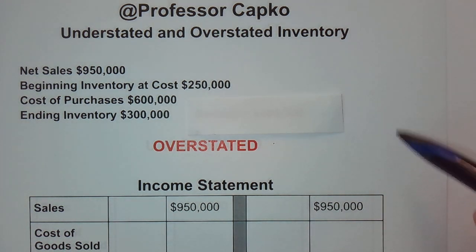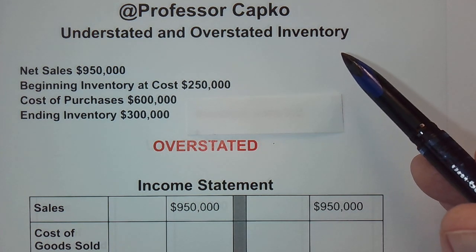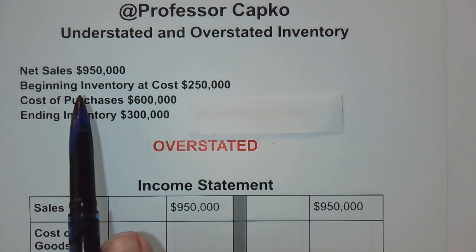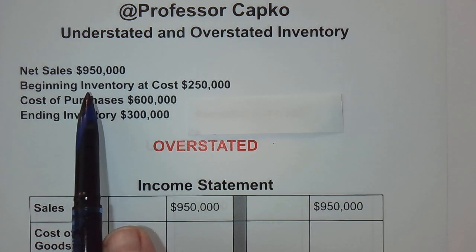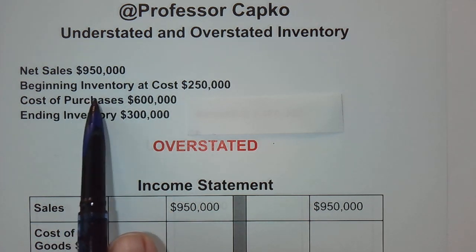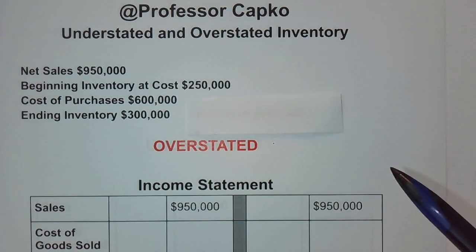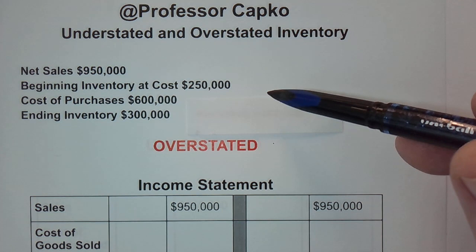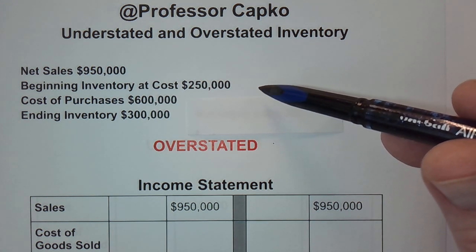All right, we're going to talk about understated and overstated inventory. In our example, we're going to say that we had net sales of $650,000. We have a beginning inventory cost of $250,000. In other words, that's the inventory that is in the warehouse or in the store to sell to customers. We paid $250,000 for it.